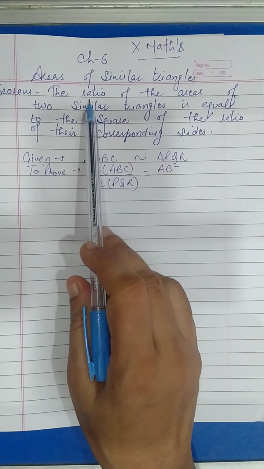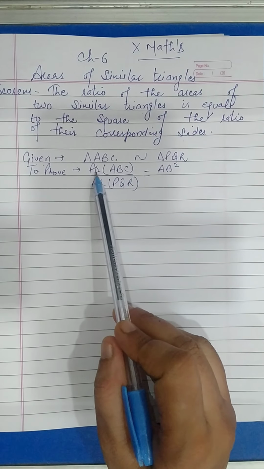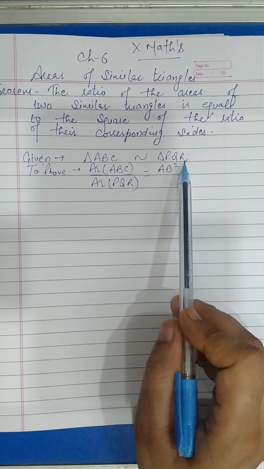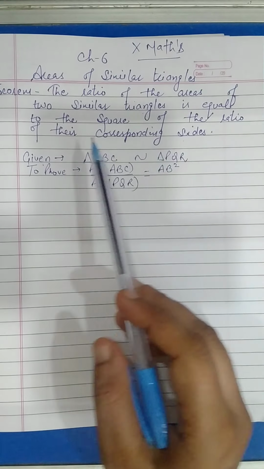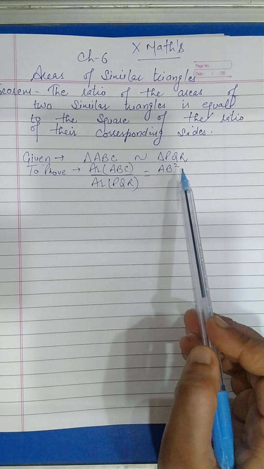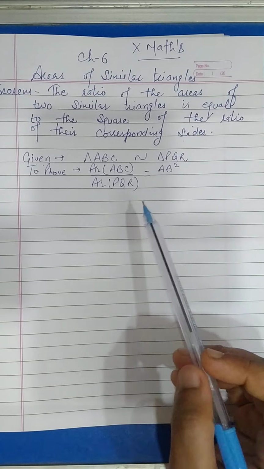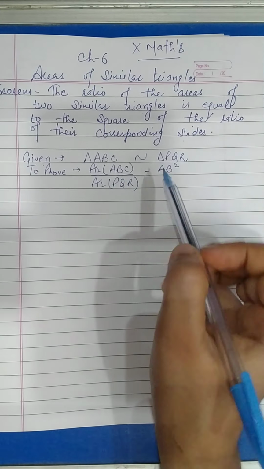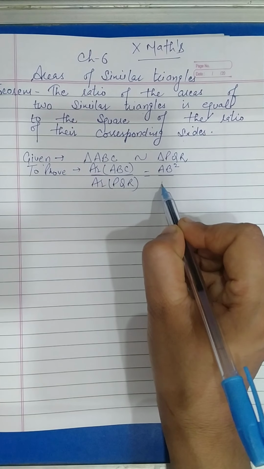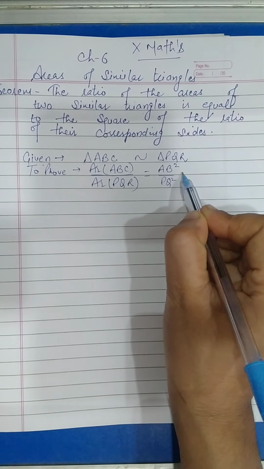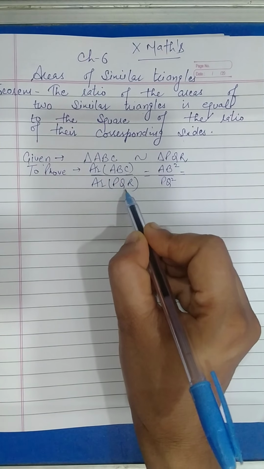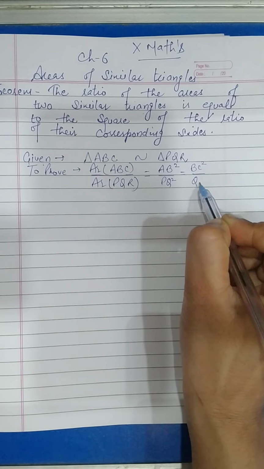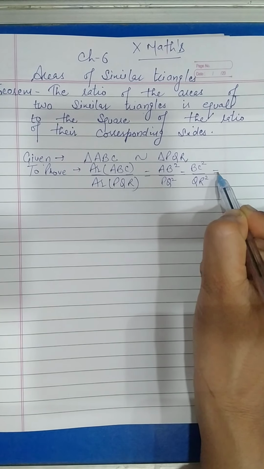Ratio means divide. When you divide area of ABC by area of PQR, that should be equal to the square of the ratio of their corresponding sides. Now which corresponding sides are there? AB, PQ. So we have to prove AB square upon PQ square is equal to BC square upon QR square. So you have to write the ratio of the corresponding sides.